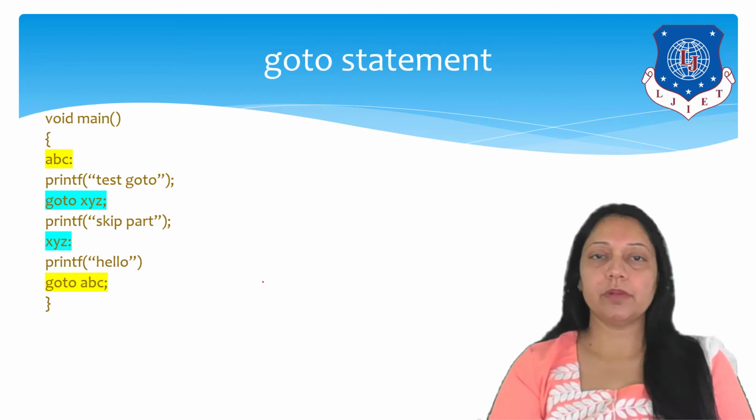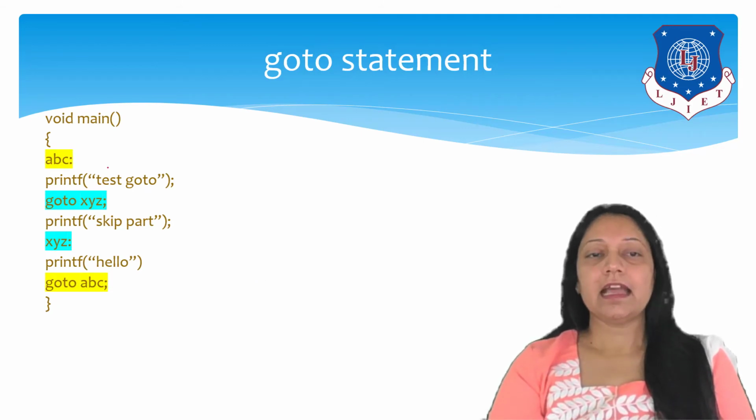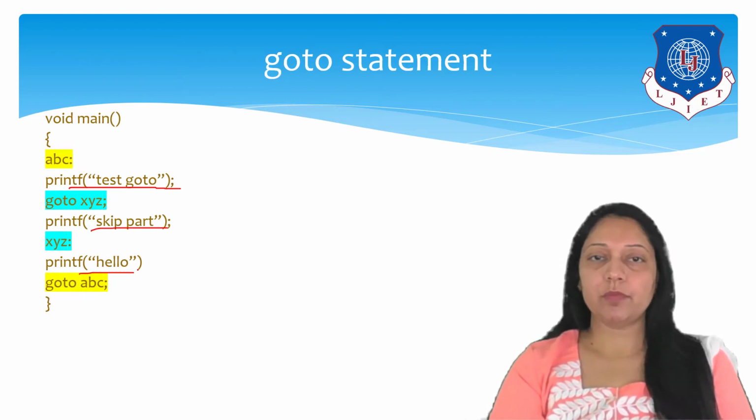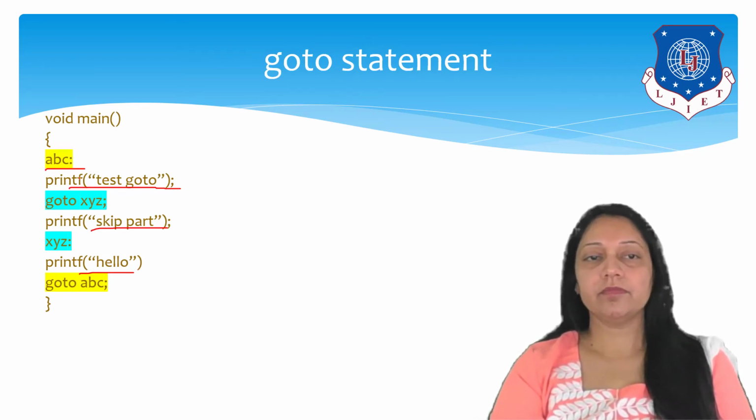Let's see one more example related to goto statement. Again, I have three printf statements, printf test goto, printf skip part and printf hello. But this time in my program, I'm using goto twice. So first is the ABC label, then my printf test goto, then goto XYZ. It means I'll go to my label XYZ. After this label XYZ, I have the printf hello statement. It means the output would be test goto and then hello would be printed onto the screen.